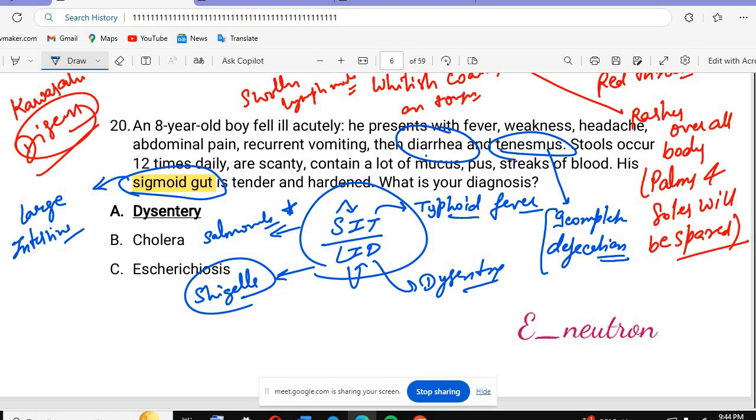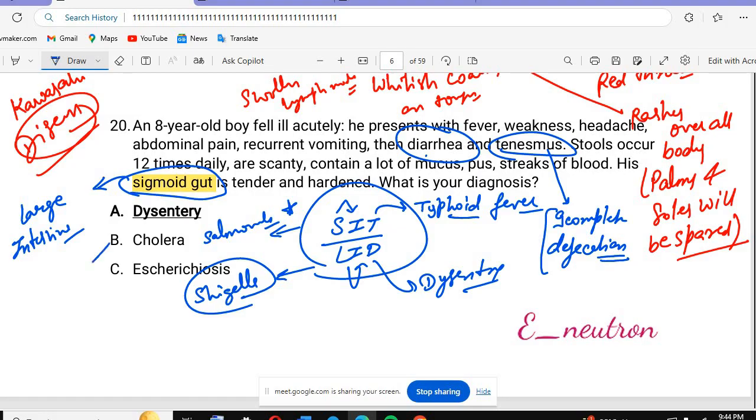A patient has fever, headache, abdominal pain, recurrent vomiting, then diarrhea and tenesmus, with incomplete defecation. Stool occurs 12 times daily, is scanty, and contains a lot of mucus, pus, or streaks of blood. This is all because of infection or injury of the large intestine. Then the sigmoid colon is spastic and hardened. What is your diagnosis? The diagnosis here will be dysentery.